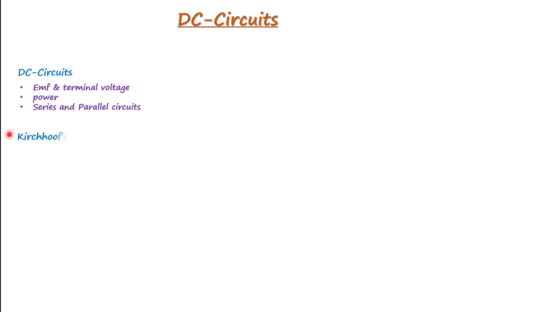In this chapter we are going to discuss DC circuits. First we will see the difference between AC circuits and DC circuits. Then I will talk about EMF and terminal voltage, power, series and parallel circuits. Then in the second part I'm going to discuss Kirchhoff's law, and in the last part you will see RC circuits where I'm going to discuss charging and discharging process. Now let's start with DC circuits.